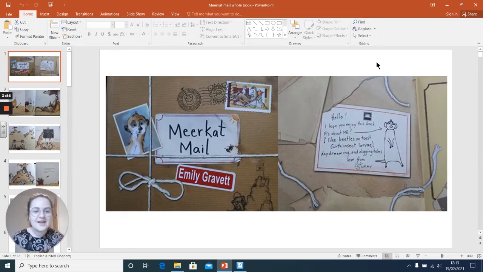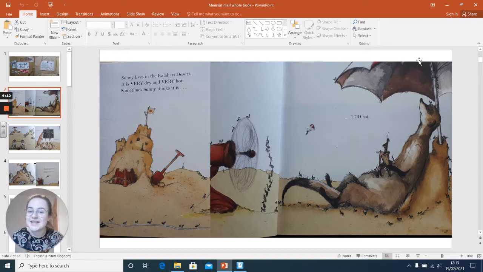Meerkat Mail. Hello, I hope you enjoy this book. It's about me. I like beetles on toast with insect larvae, daydreaming and digging holes. Love from Sunny. Sunny lives in the Kalahari Desert. It is very dry and very hot. Sometimes Sunny thinks it is too hot.